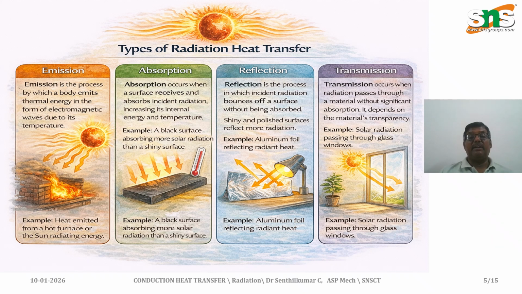Reflection is a process in which incident radiation bounces off a surface without being absorbed. Shiny and polished surfaces reflect more radiation. Example: aluminum foil reflecting radiant heat. Transmission occurs when radiation passes through a material without significant absorption. It depends on the material's transparency. Example: solar radiation passing through a glass window, which we see in day-to-day life.